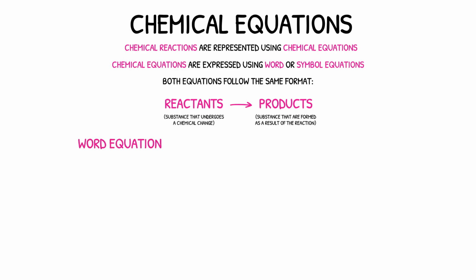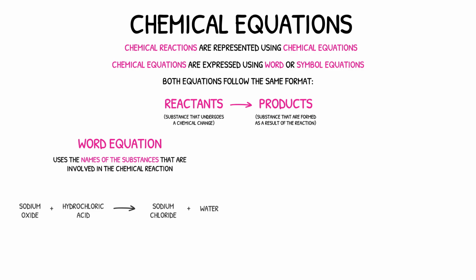In a word equation, the chemical reaction is expressed using the names of the substances that are involved in the chemical reaction. For example, when sodium oxide reacts with hydrochloric acid, the products of the reaction are sodium chloride and water. The word equation for this chemical reaction would look like this, where the reactants, sodium oxide and hydrochloric acid, are written at the beginning of the reaction, and the products, sodium chloride and water, are written at the end.